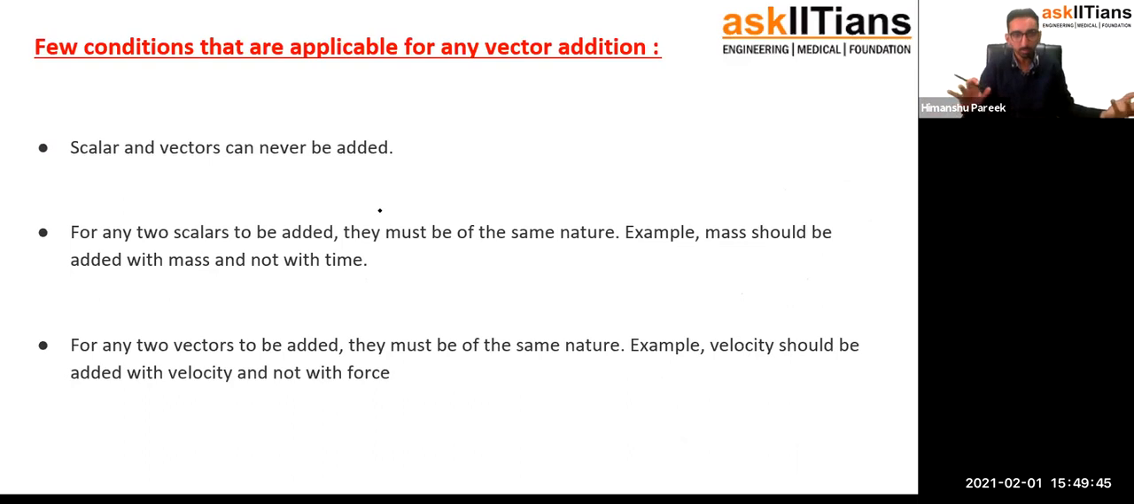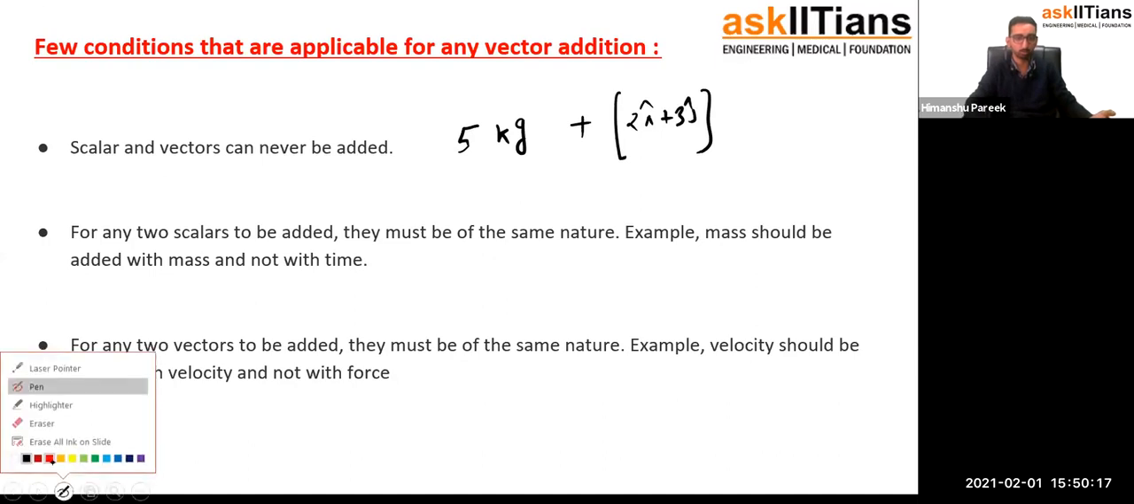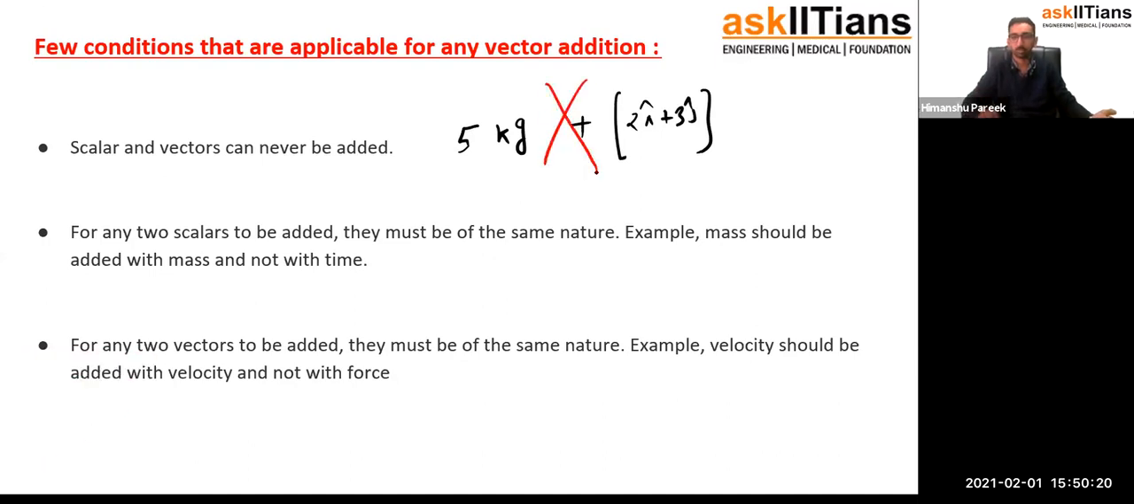Before we begin, there are some miscellaneous points which we can discuss about vectors. First of all, a scalar quantity and a vector quantity can never be added together. Suppose mass is a scalar quantity, 5 kg. Now you cannot add it with force. In the last class, you learnt that force is represented by i cap, j cap, k cap, like that. So force would be like 2 i cap plus 3 j cap. Now you cannot do this. It is wrong.